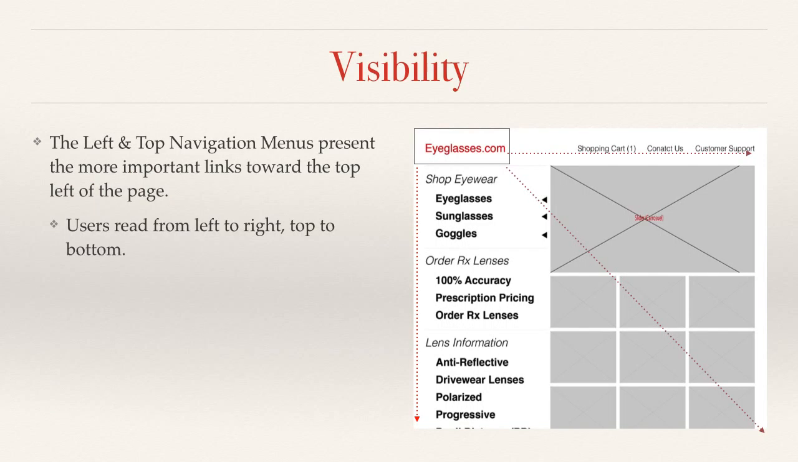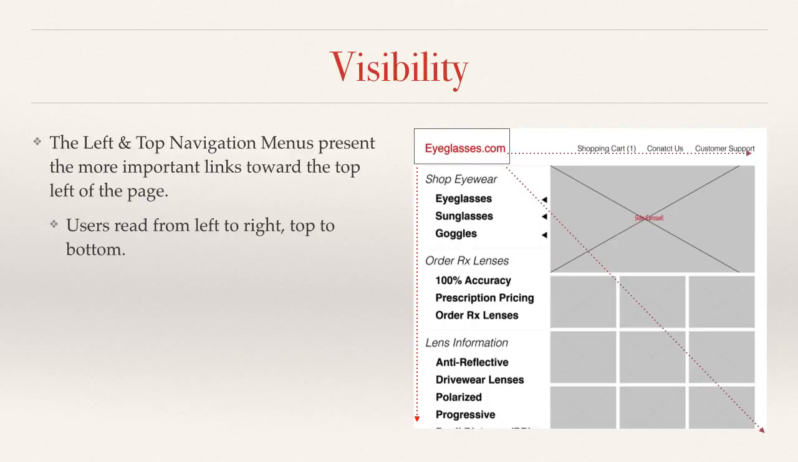For visibility, the root of the website is available by clicking on the eyeglasses.com logo. Right now it's just text, but I would think that at some point it would be a logo. Users typically read from left to right, top to bottom, so for the links that were created within the navigation menus, the more important links are closest to the logo.